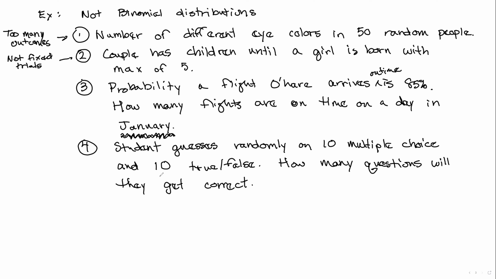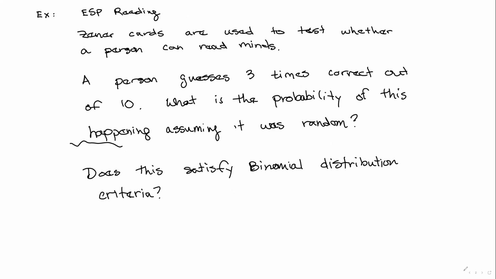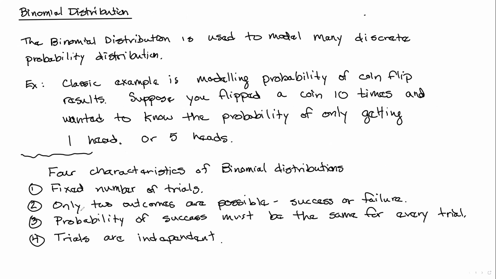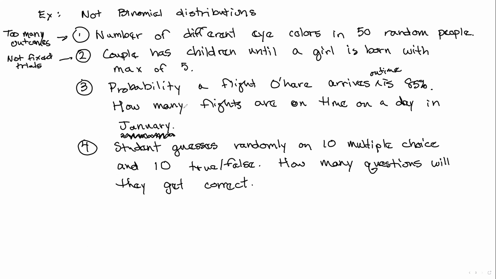January. If you're not aware, there's a lot of inclement weather in January. Because of that, whether flights are on time or not is not going to be independent from each other. The trials must be independent, and they're not. If one flight is canceled due to inclement weather, then probably others are too. So we do not have independent trials.